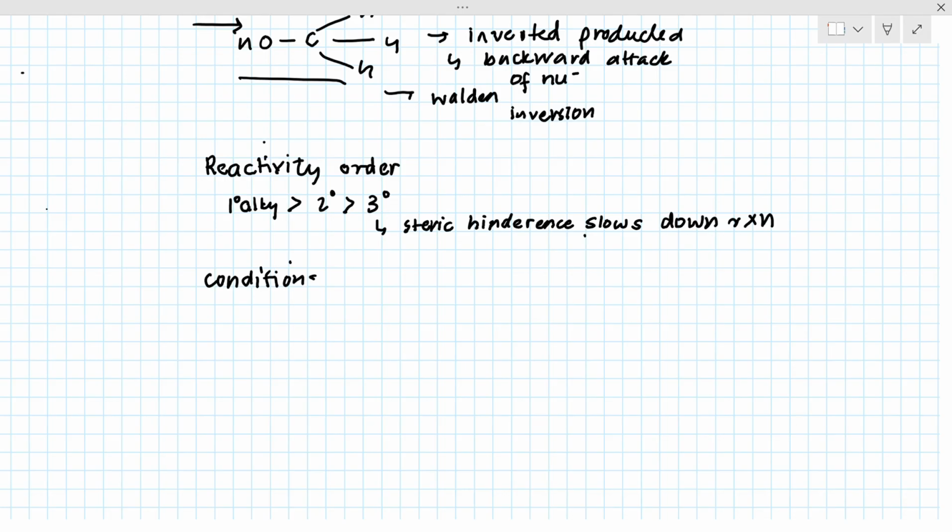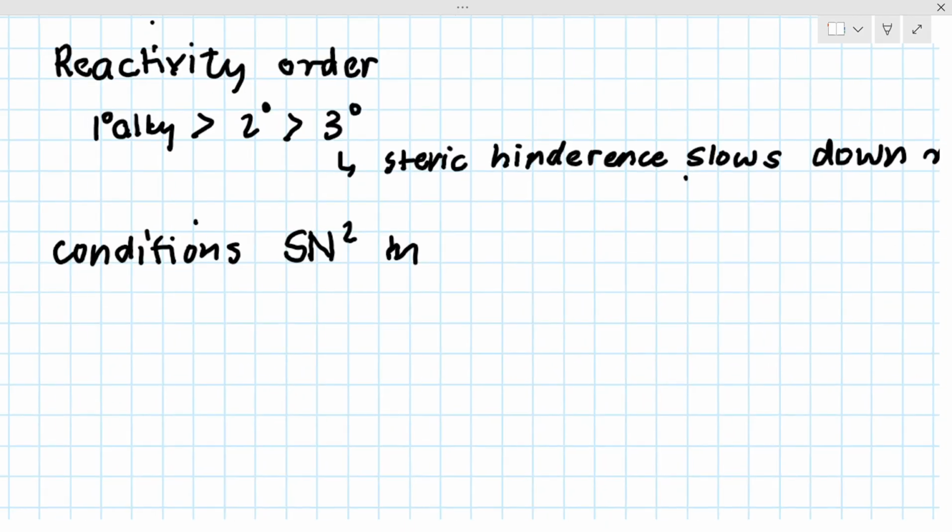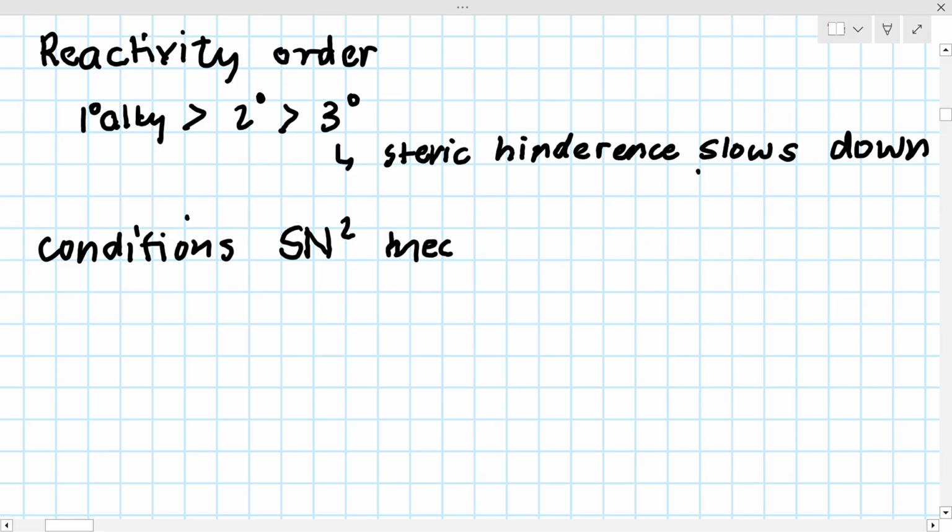Conditions for SN2 mechanism to occur. For SN2 to occur, what are the conditions?